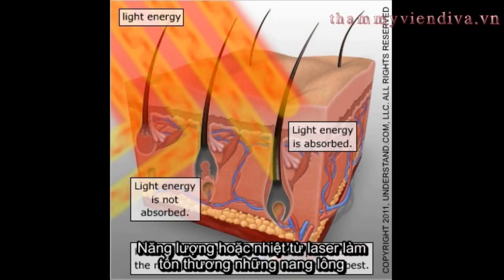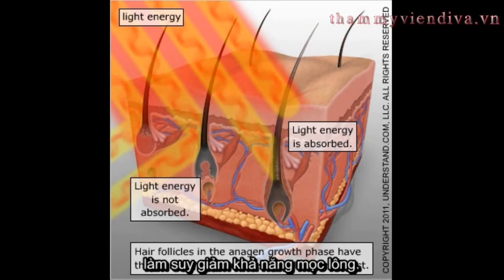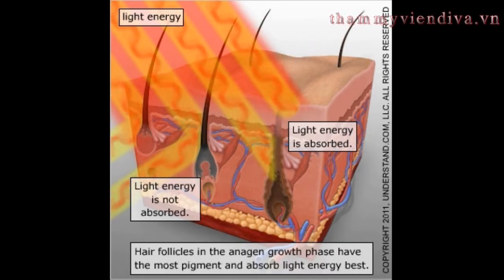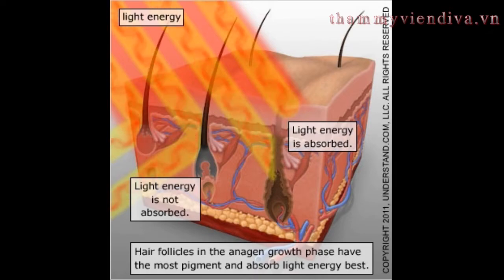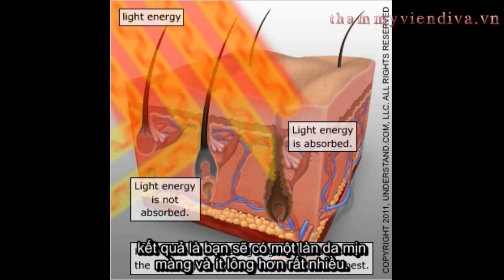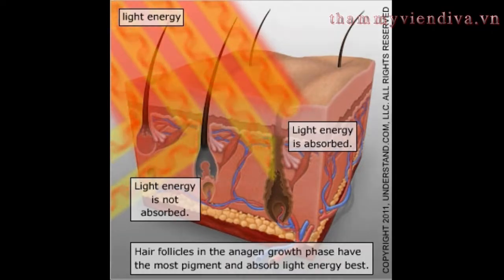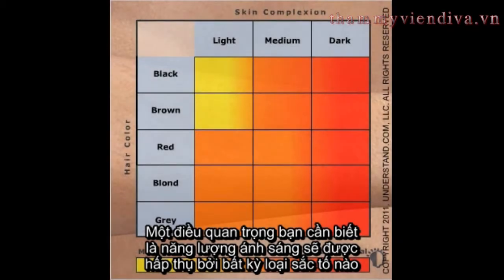The energy or heat from the laser damages the hair follicle, which impairs its ability to grow hair. With time, the hairs that were present in the damaged follicles will fall out, resulting in a smoother appearance and less hair growth. It is important to realize that light energy will be absorbed by any type of pigment.